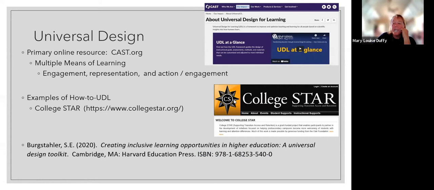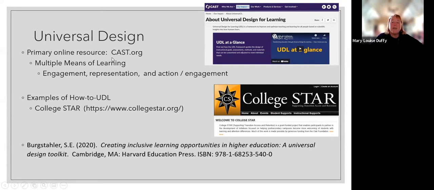So I'm going to talk about the third element of the faculty toolkit, which is universal design. It's a hot topic. Universal design for learning can be found outside of the special ed world. It's found in assistive technology. It's found in education for senior citizens. It's found everywhere. You can't shake a stick without knocking over some universal design.